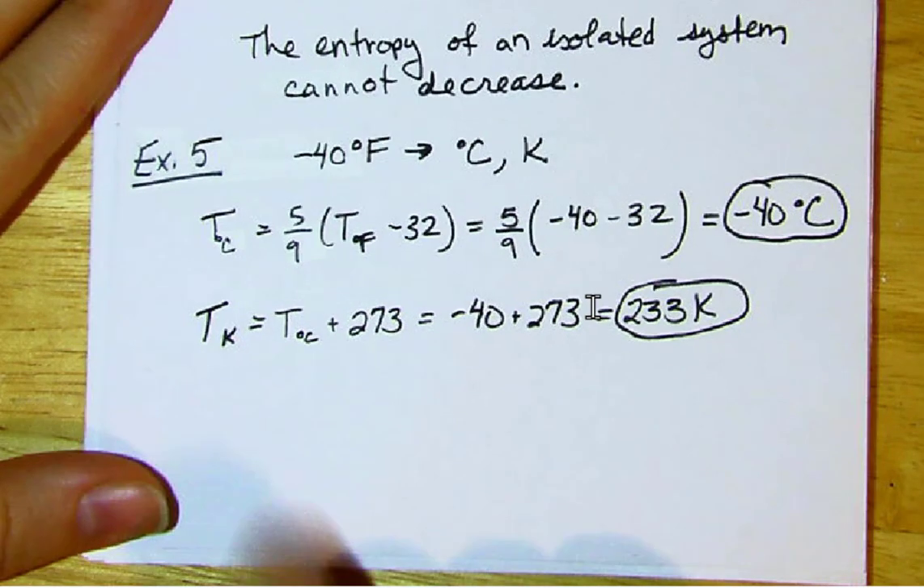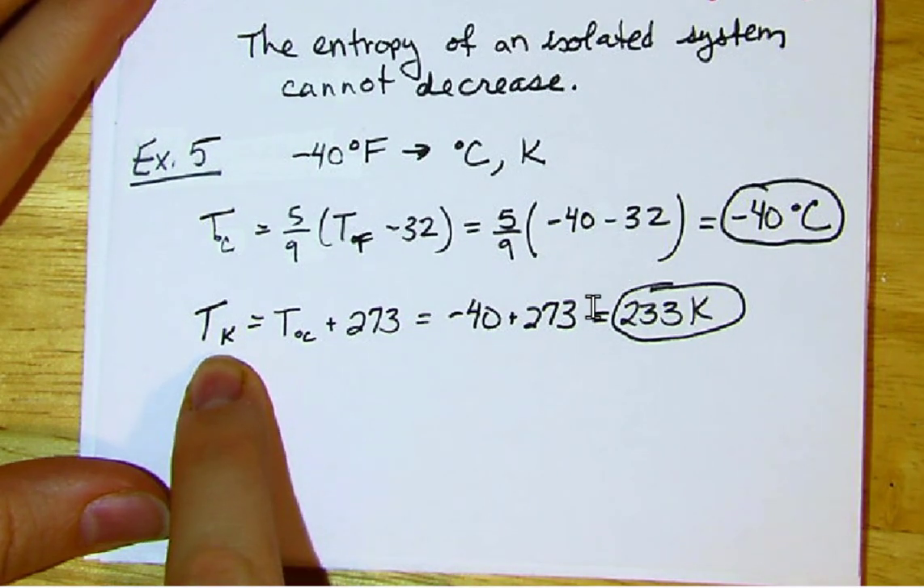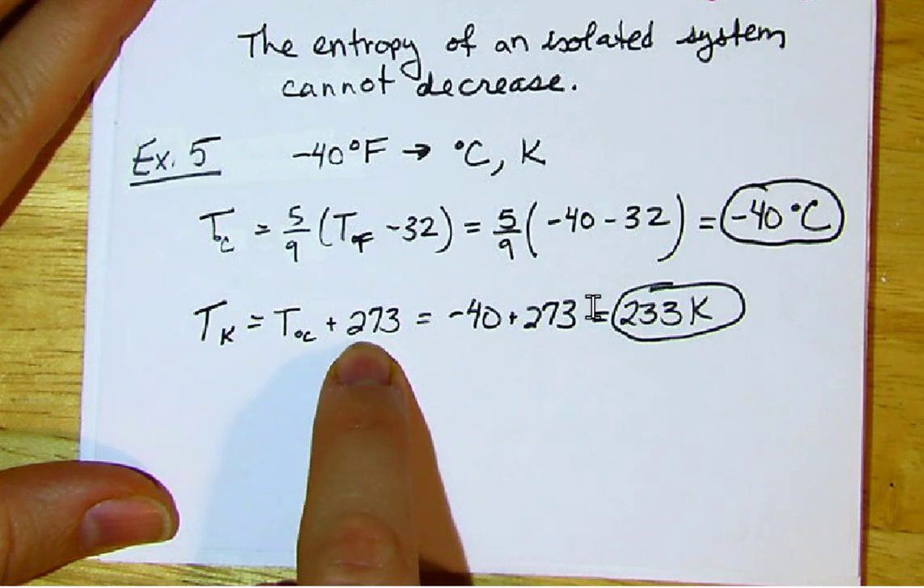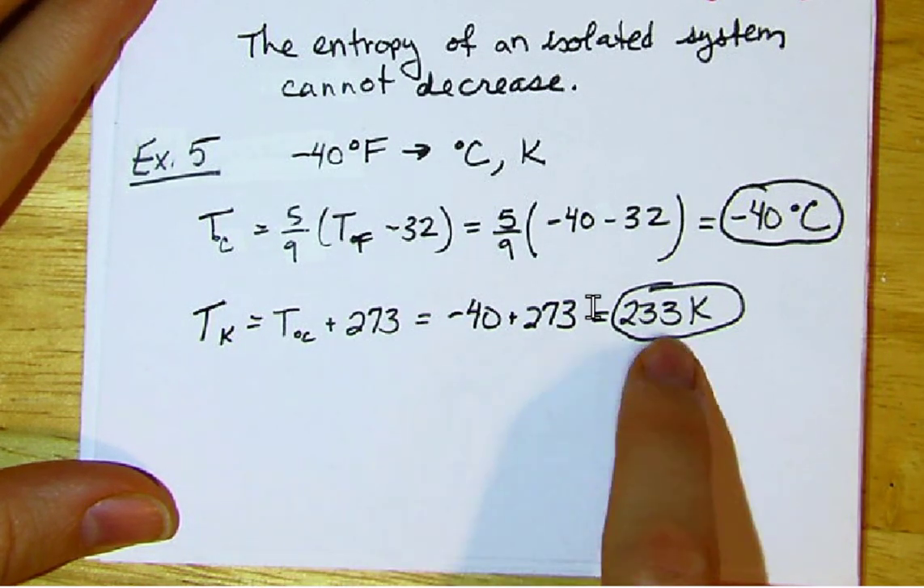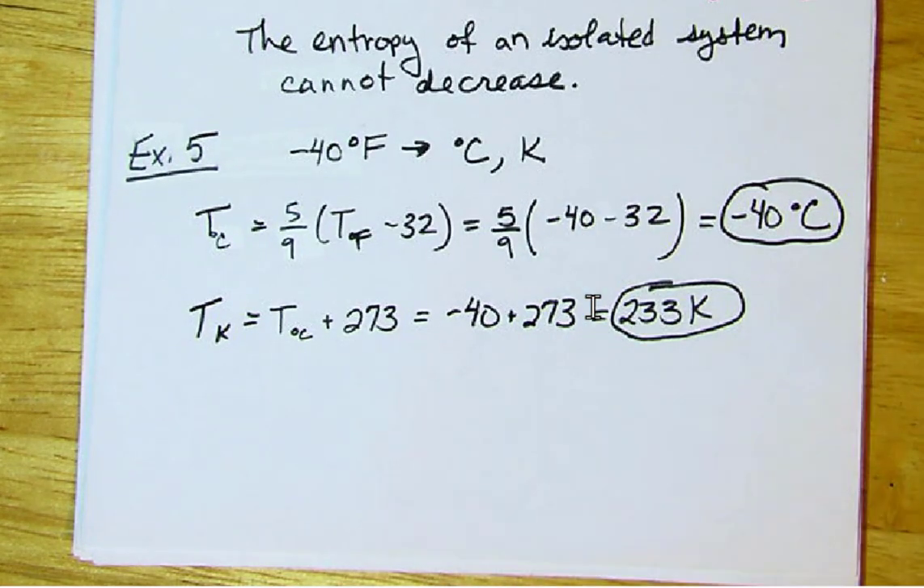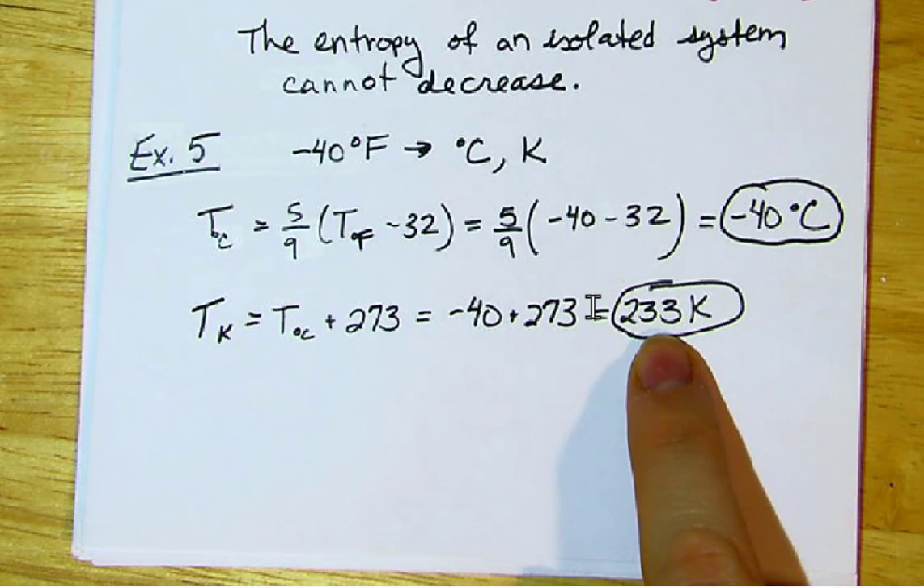Then to find it in Kelvin, we're going to plug in whatever temperature we had in Celsius and add 273. So we get 233. In the header of those problems, it said to treat all of these temperatures as exact, so we don't have to worry about sig figs. But if you rounded that to 230, that's fine.